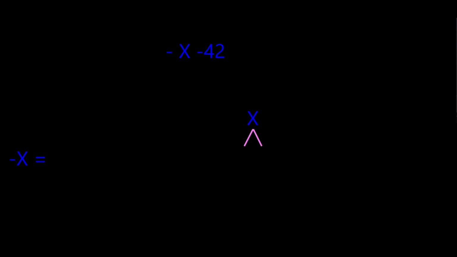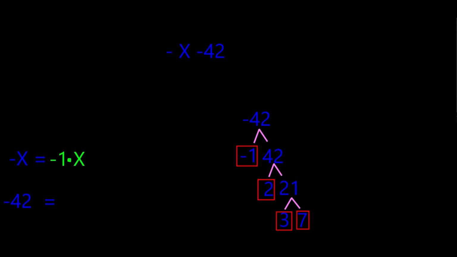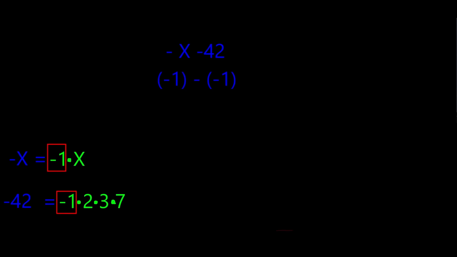Minus x means minus 1 times x. Minus 42 is minus 1 times 42. 2 times 21 gives 42. 3 times 7 is 21. The common term is minus 1. We only can multiply x by minus 1 to get minus x.